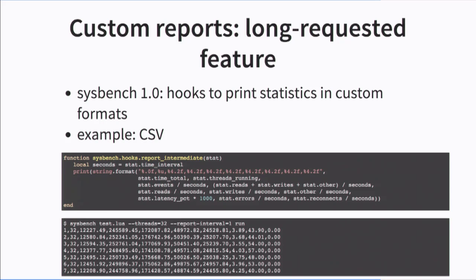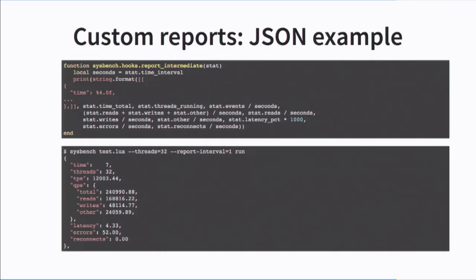It's now possible with sysbench 1.0, and you can do that by defining report hooks. These are functions that receive a data structure, or a table in Lua speak, that contains all the statistic values that are accumulated by sysbench, that sysbench uses itself internally to display statistics. And you can use the data structure to print statistics in whatever format you want. Here's an example doing CSV. And this example is not any different from the previous one, except that it spits out JSON instead of CSV, using the same data structure.